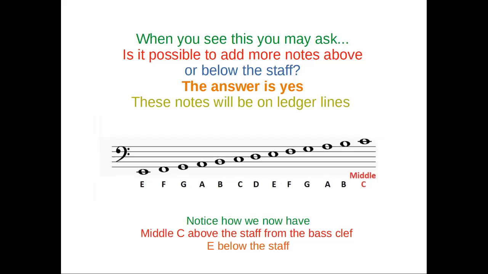When you see this, you may ask, is it possible to add more notes above or below the staff? The answer is yes. These notes will be on or between or against ledger lines. So let's add a note at the bottom, and we add the E below the staff. And if we add a ledger line with a note on it at the top of the staff or above the staff, we get to middle C.